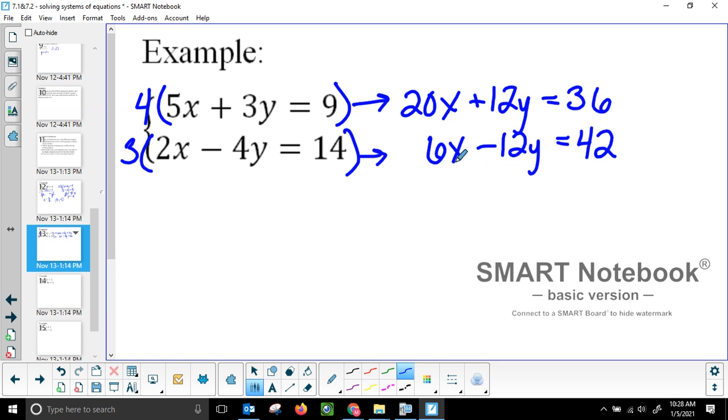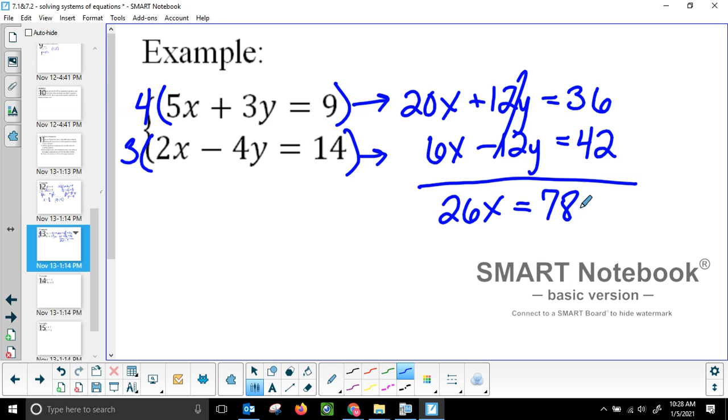All right, so now when we go ahead and add these, just like what we wanted, the y's will cancel. All right, so now we have 26x is equal to 78. All right, so now we divide both sides by 26. All right, and x is equal to, I believe that is 3.